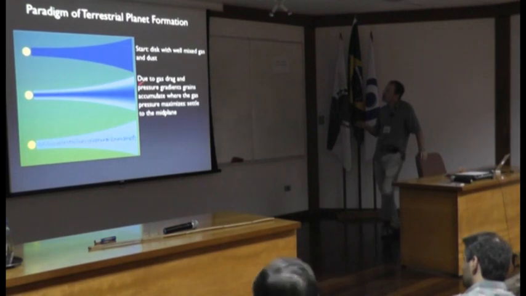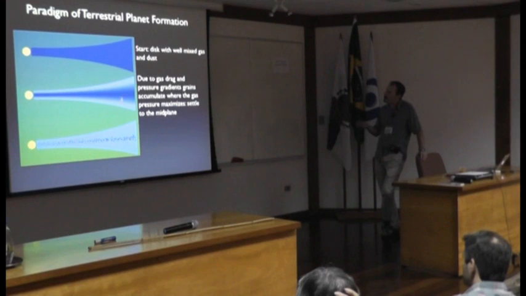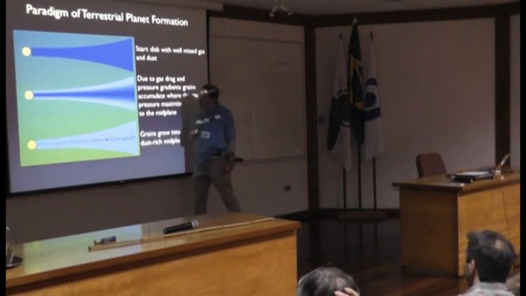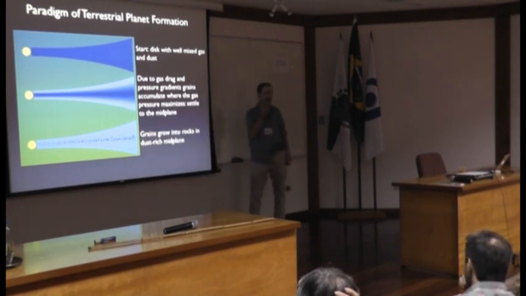But the dust actually settles to the midplane, so it's gas drag and pressure gradients that lead to dust settling to a dust-rich midplane, okay? And that's where you make your planets. Now the thing that retards this process, that slows this down, is any turbulence in the disk.